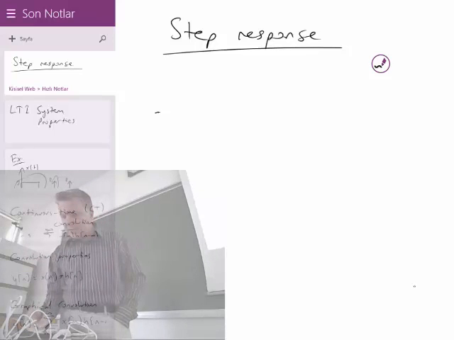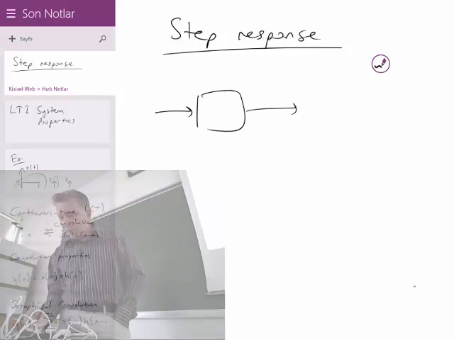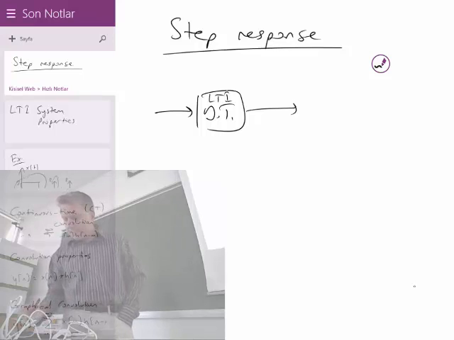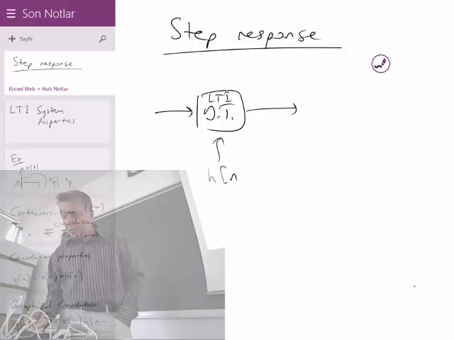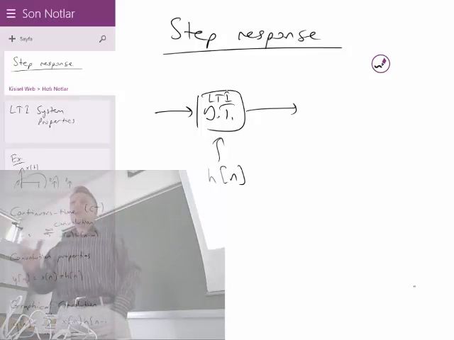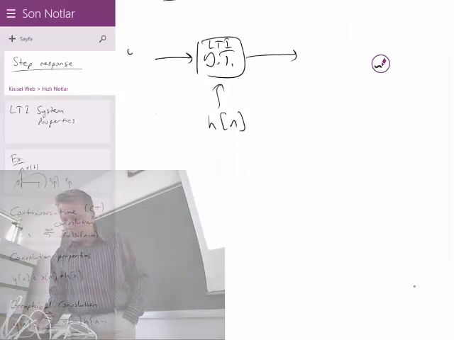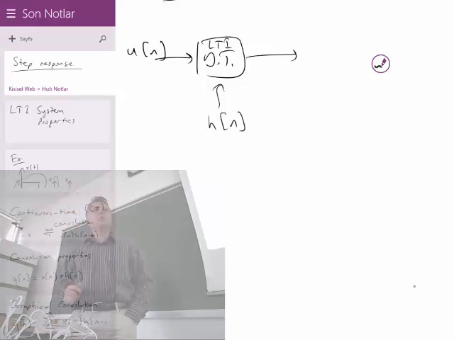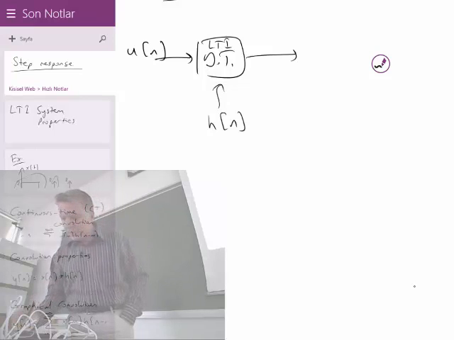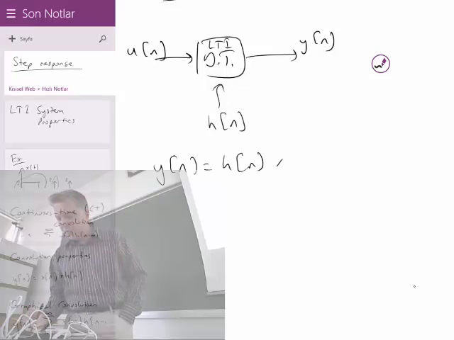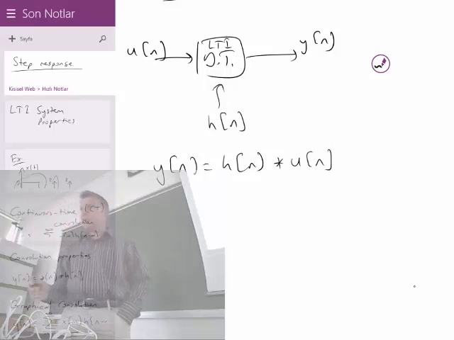Suppose that you have a system in discrete time and it's an LTI, linear and time invariant system, and the impulse response is known to be h of n, which you don't know, but you want to measure it. If we apply a unit step function to that, what will be the output? The output will be convolution of the two, right? It will be y of n equal to h of n convolution u of n, which is the input x of n.